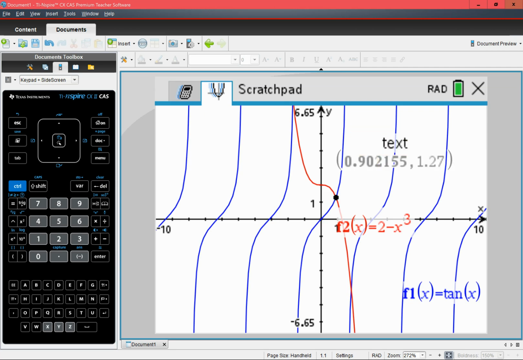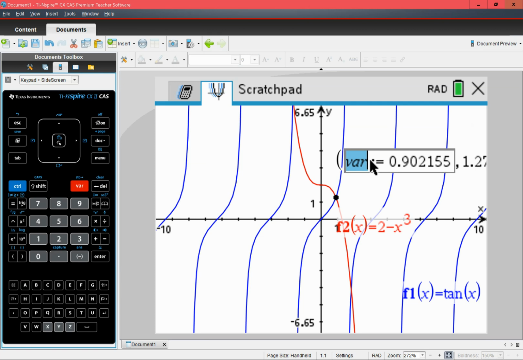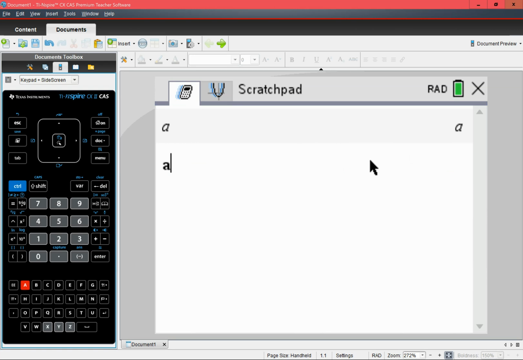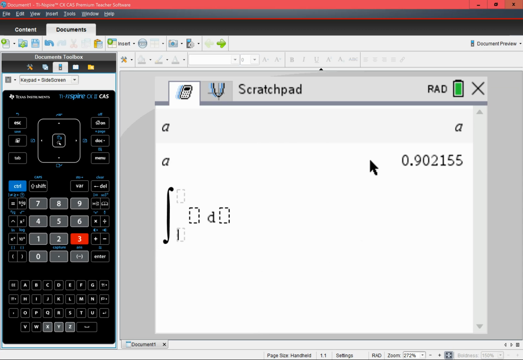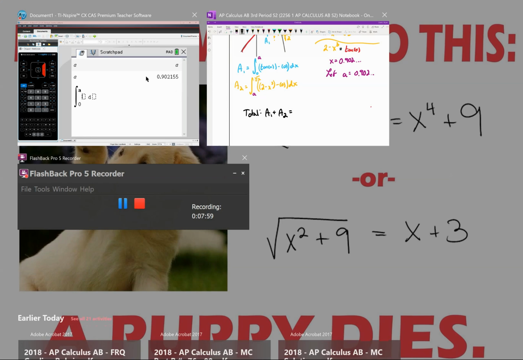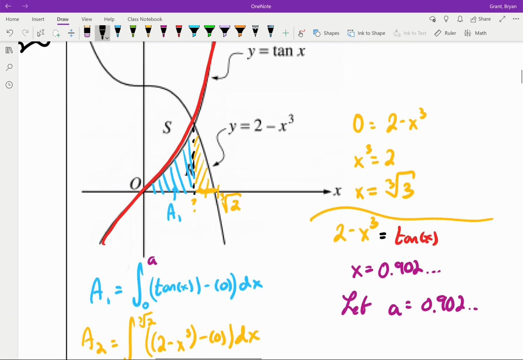Click down, Control Store. We're going to store this as A. Second try. Is A bolded? There we go. Now we're back to it. Always good to check your work. All right. Menu, calculus, integral. We're going to go from 0 over to A. That's much better. And then the first function, if you remember, was our tangent of x.